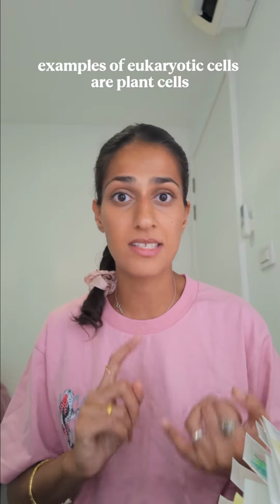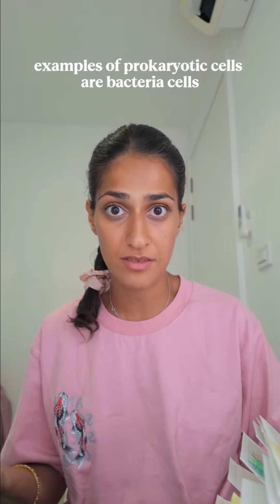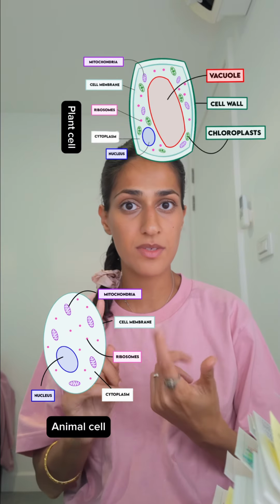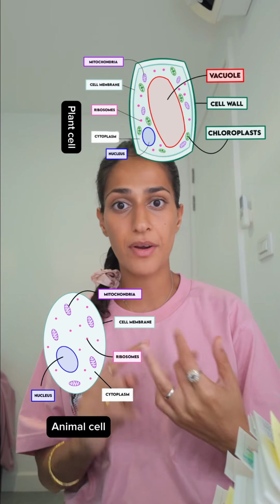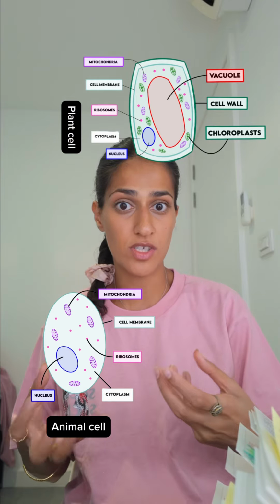Examples of eukaryotic cells are plant cells and animal cells. Examples of prokaryotic cells are bacteria cells. Both animal and plant cells have got ribosomes, nucleus, mitochondria, cell membrane, and the cytoplasm. You need to know what each of these subcellular structures do, what's their function, what's their role.